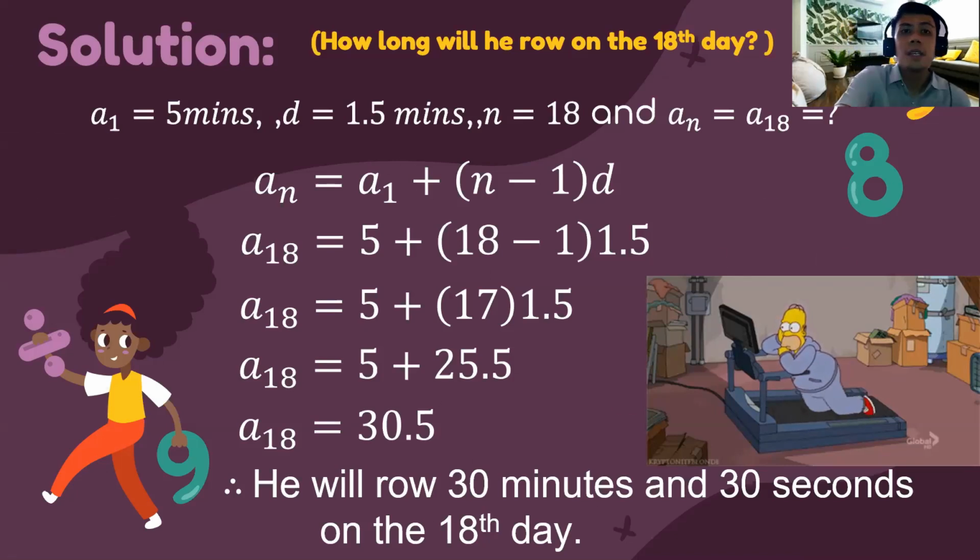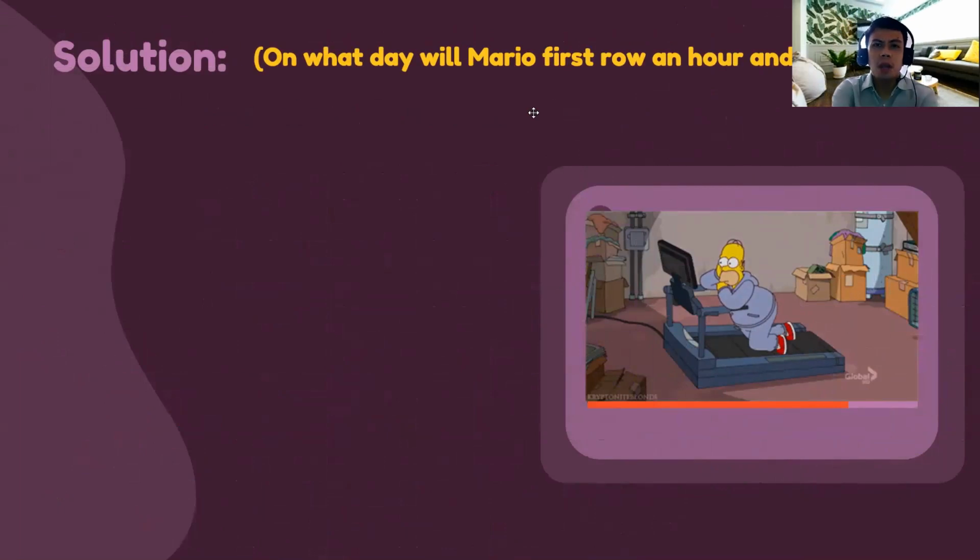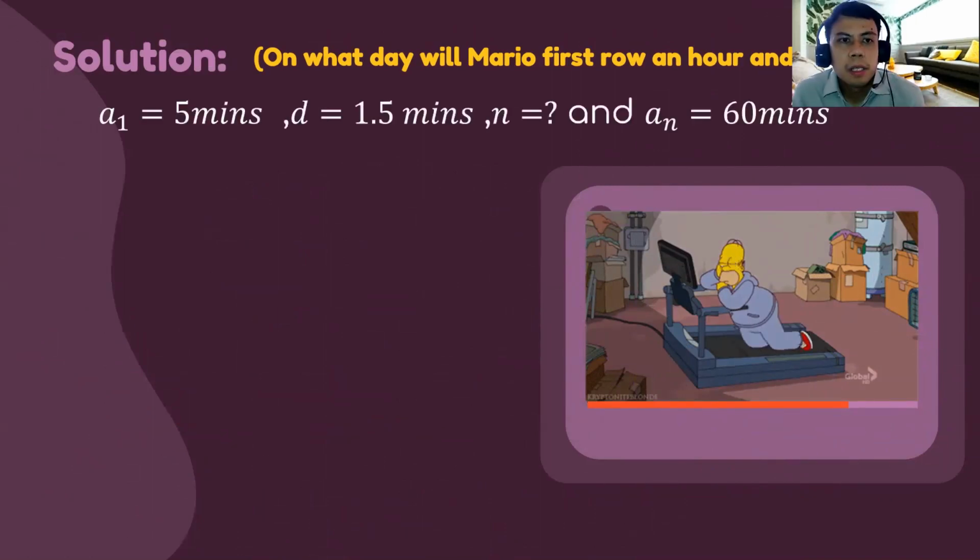Okay, let's try the next problem. The next problem is, on what day will Mario first row an hour and more? What do you think is unknown? So a sub 1 here is 5 minutes. d is equal to 1.5 minutes. n is unknown. And then a sub n is equal to 60 minutes. Why 60 minutes? Because an hour is equal to 60 minutes.